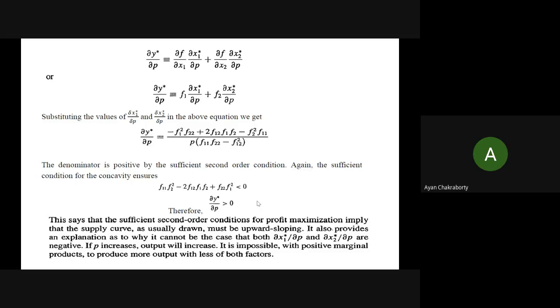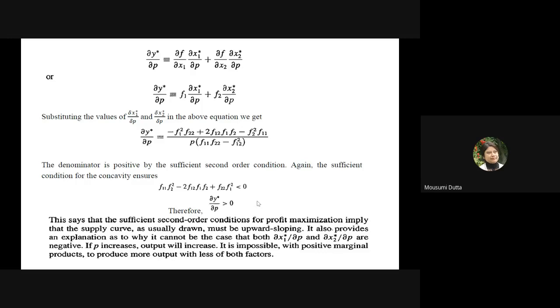Ma'am, but here with respect to price in the supply curve, we are plotting Y star and P. So how will there be a shift? Arun, I didn't get your question, please repeat. Ma'am, in the supply curve, we are plotting P with respect to Y star, the profit maximizing output. So why will there be a shift?